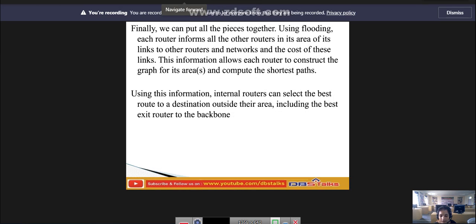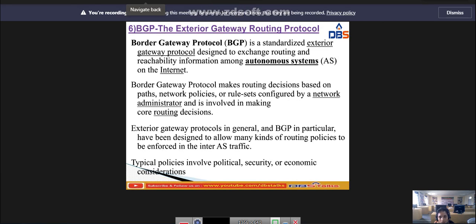Next, finally, we can put all the pieces together using flooding. Each router informs all other routers to construct the graph of its area and compute the shortest path. Using this information, internal routers can select the best route to a destination outside their area, including the best exit router to the backbone. So, these are the features of OSPF.